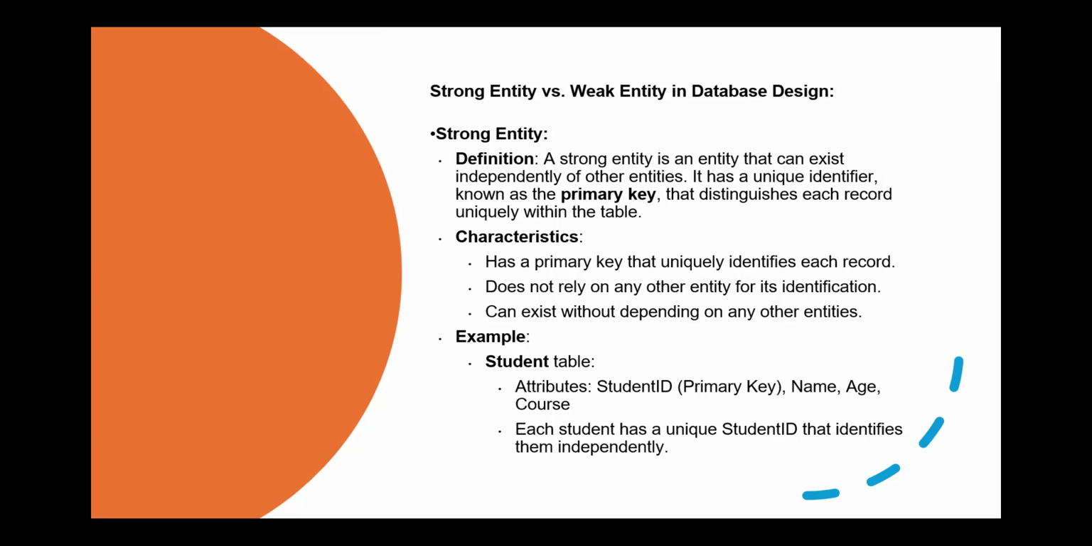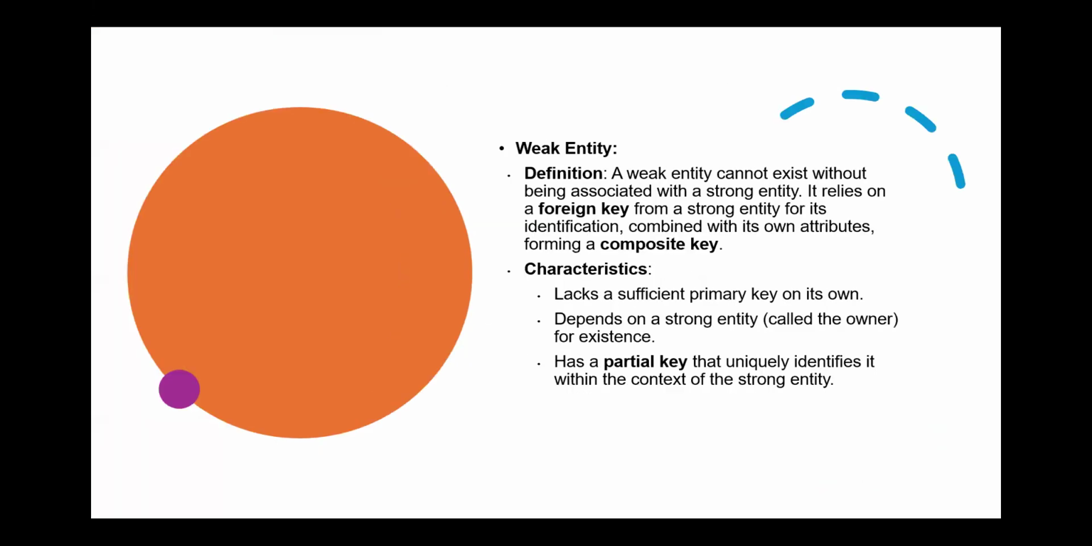Now, what is the characteristic? The strong entity has a primary key that uniquely identifies each record. It does not rely on other entities for its identification, and it can exist without depending on any other entities. While a weak entity, by definition, cannot exist without being associated with a strong entity. It relies on a foreign key from a strong entity for its identification. So the grade relies on the student key and the course key for its identification.